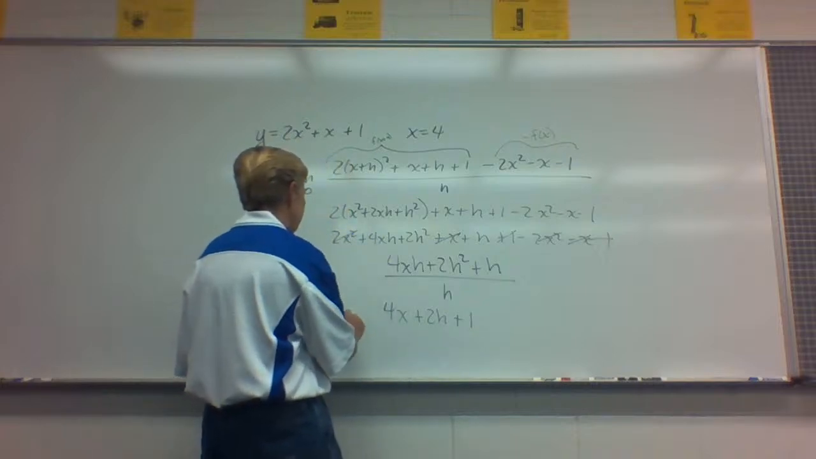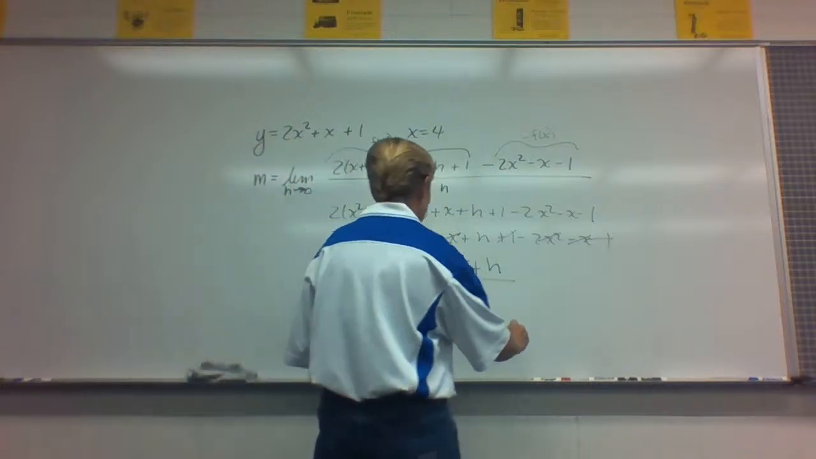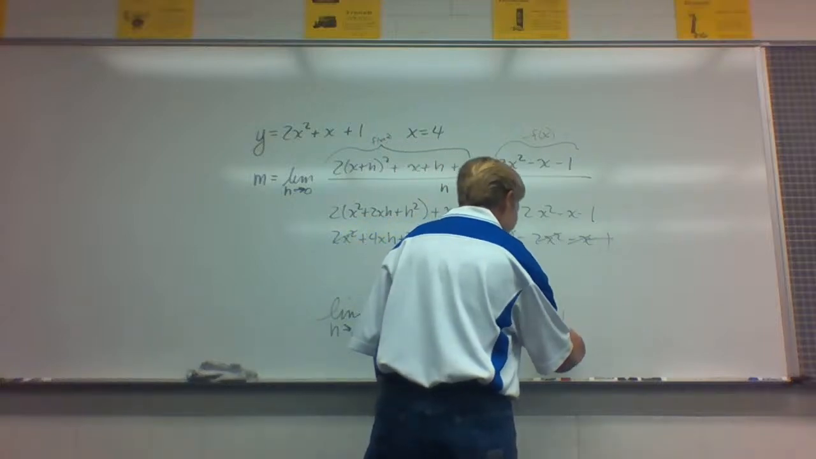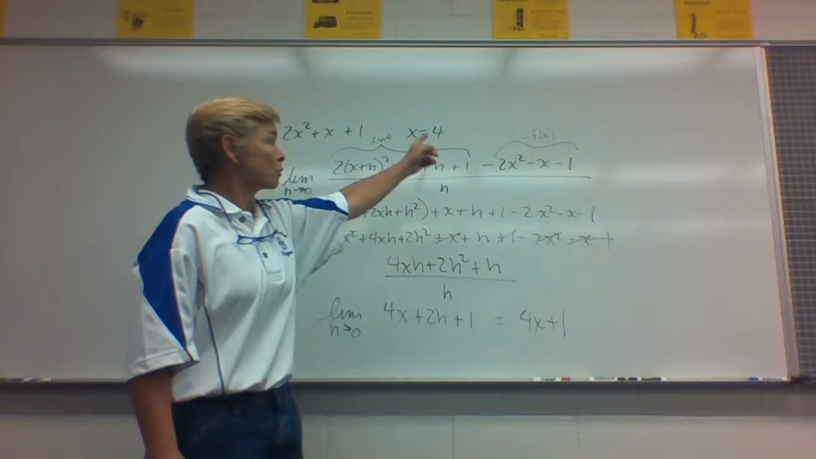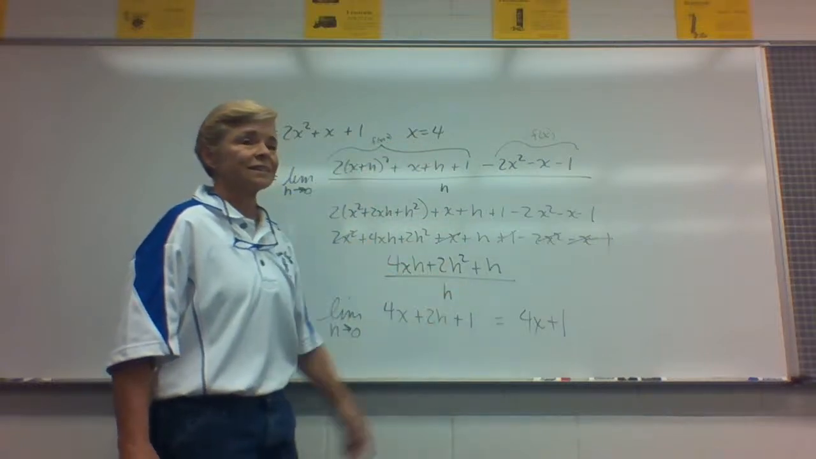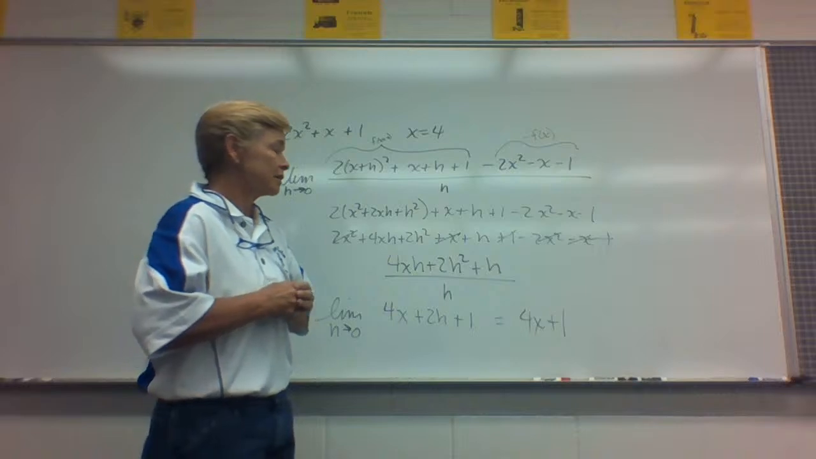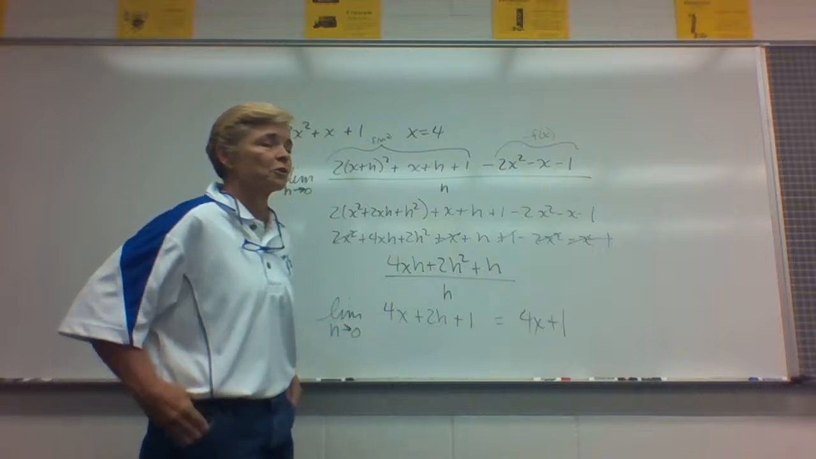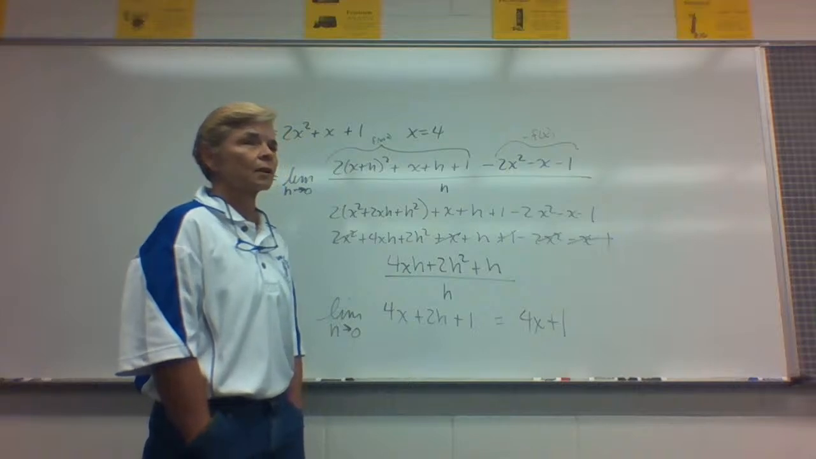Now we take the limit as h goes to 0, and we end up with the slope generator, 4x plus 1. And so the answer is 17 when we evaluate it at 4, not 16. The 16 was anticipated by the author, so don't choose badly. It's 17. The formula is just to get the slope generator and then plug in.